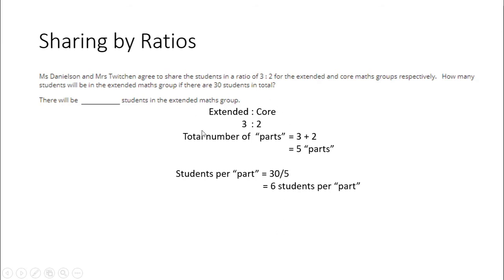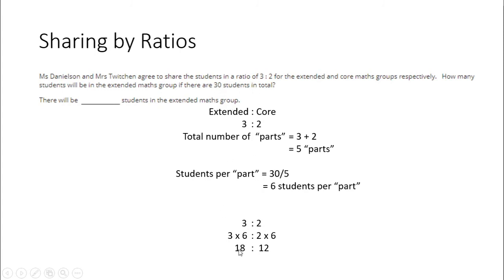And then go back to that original ratio that we had there. If Ms. Danielson's extended group has 3 parts, while Ms. Twitchen's core group has 2 parts, and there are 6 students per part, the extended group is going to be 3 times 6, and the core group is going to be 2 times 6, right? 3 times 6 is 18 students, 2 times 6 is 12 students, and you should notice that that would add up to the total number of students that we were told that there was.